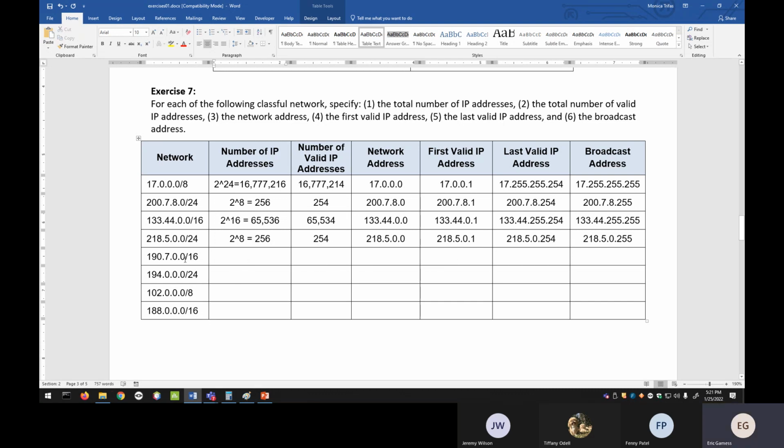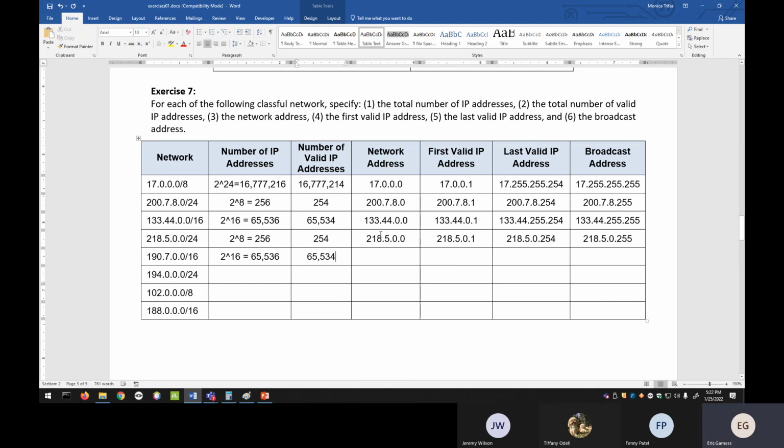Let's do this one. This is a /16. Does that mean what? These 2 bytes belong to the network portion. These 2 bytes belong to the host portion. So I cannot change the first 2 bytes, but I do whatever I want with the last 2 bytes. So how many IP addresses in total do we have? 2 to the power of 16. How many are valid? 2 to the power of 16 minus 2.